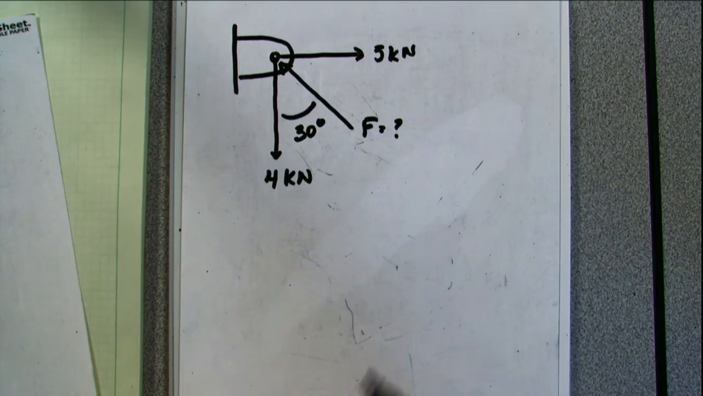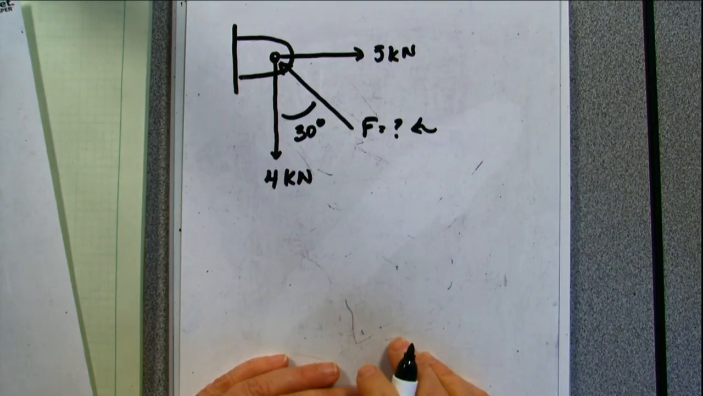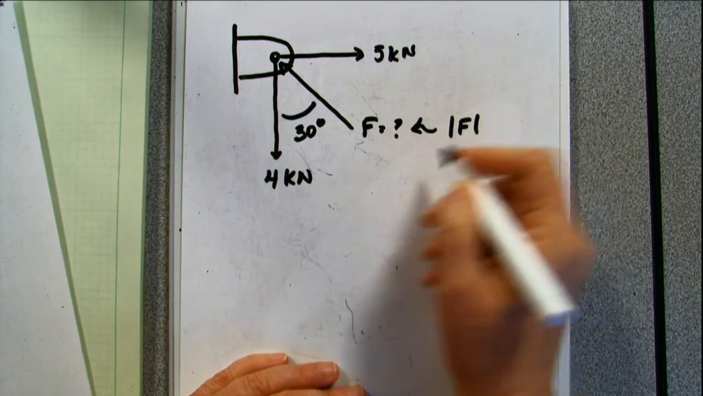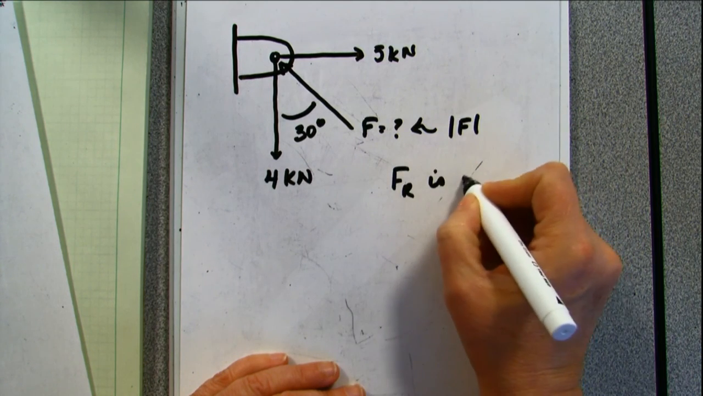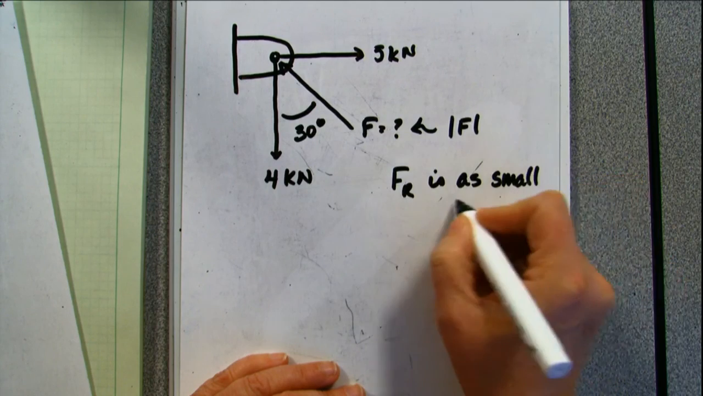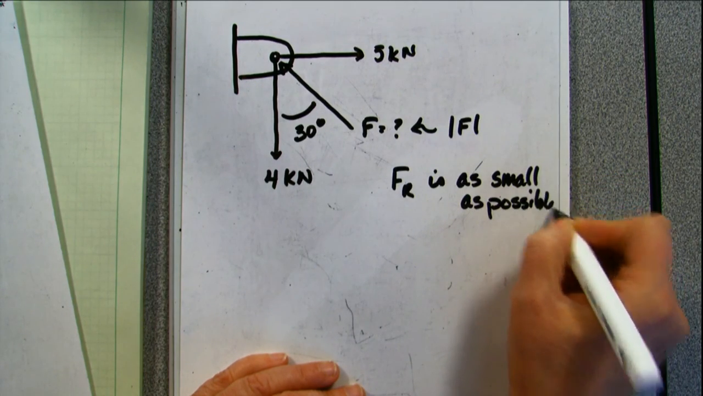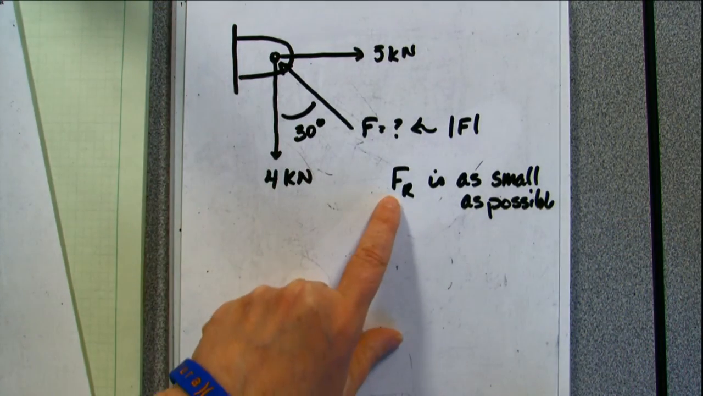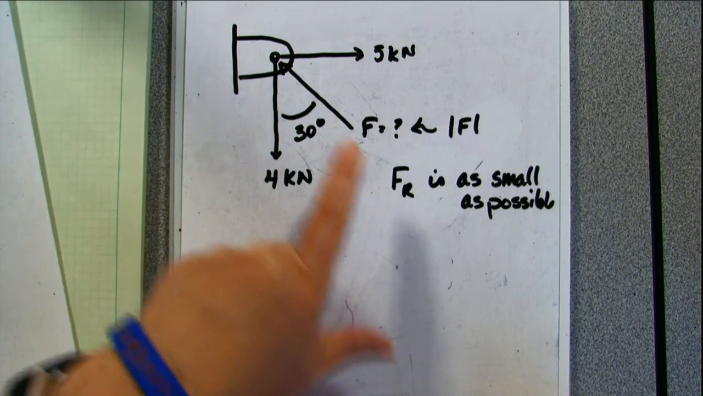And the question is, we want to know what the magnitude of this force is, such that the resultant force is as small as possible. So we want to add up these 3 forces so that this resultant force is as small as possible on that bracket.